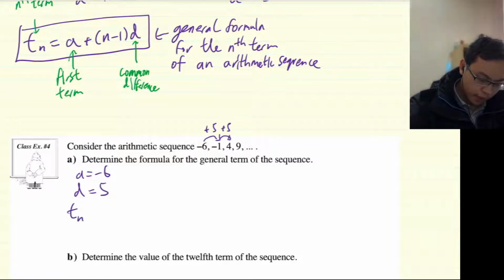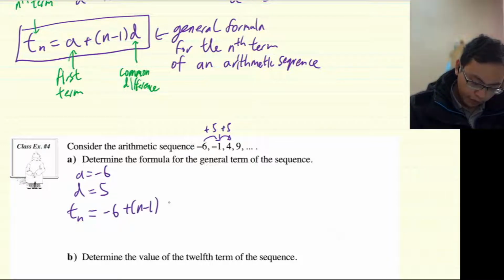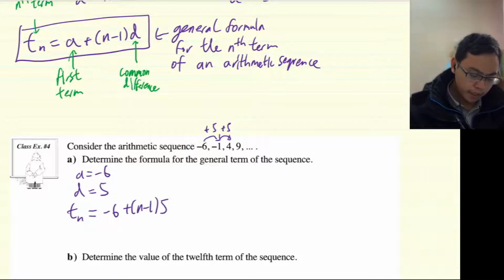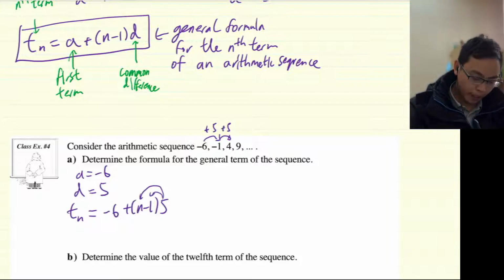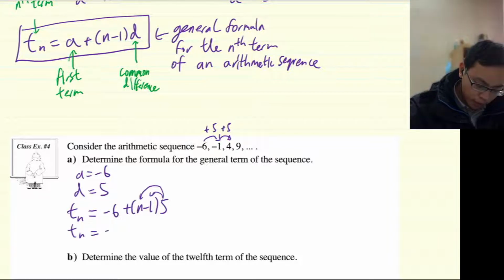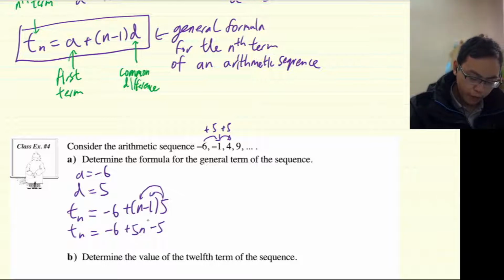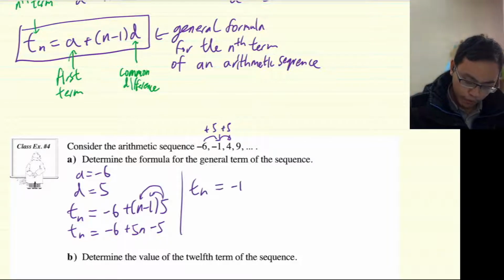So Tn is going to be -6 plus n minus 1, and d is going to be 5. And then the next thing we want to do is remove the brackets. So we're going to distribute the 5 back into the brackets. So Tn is equal to -6 plus 5n minus 5, and then -6 and -5, we need to combine like terms. So overall, Tn is equal to -11 plus 5n.